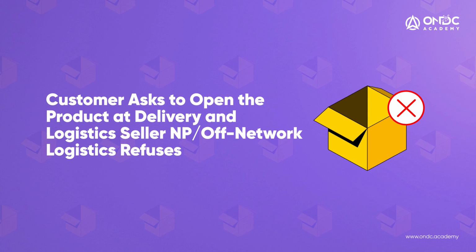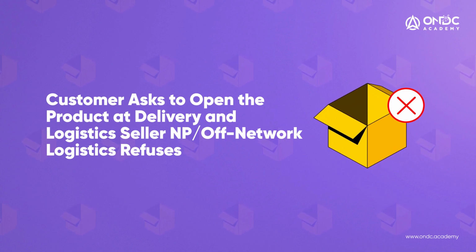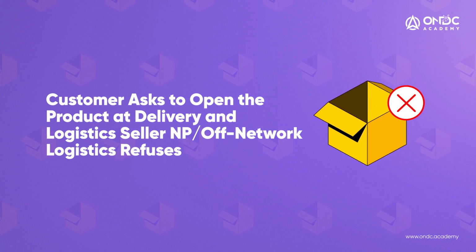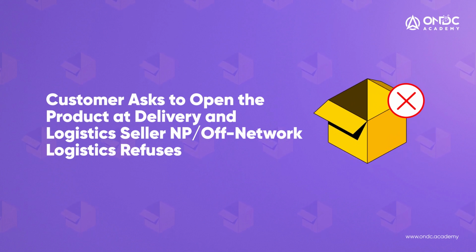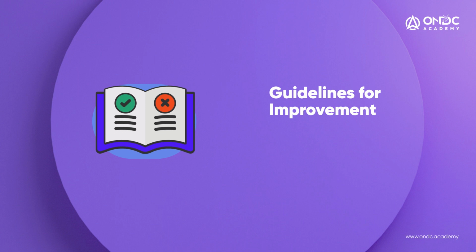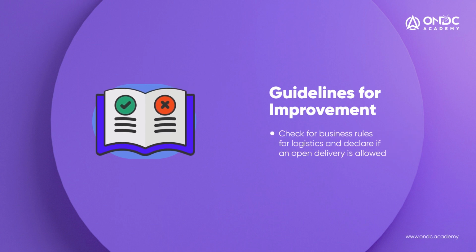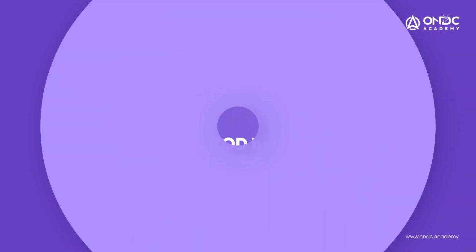Reason number 3. Customer asks to open a product at the time of delivery, to which a logistics seller NP or the off-network logistics team refuses, and hence an order gets returned. The guideline here would be to check for business rules for logistics and declare in the product information whether an open delivery is allowed. Reason number 4.